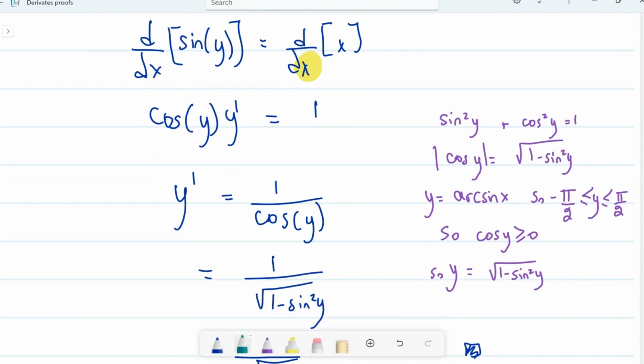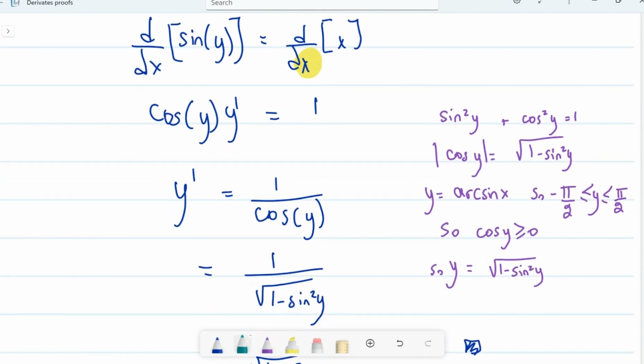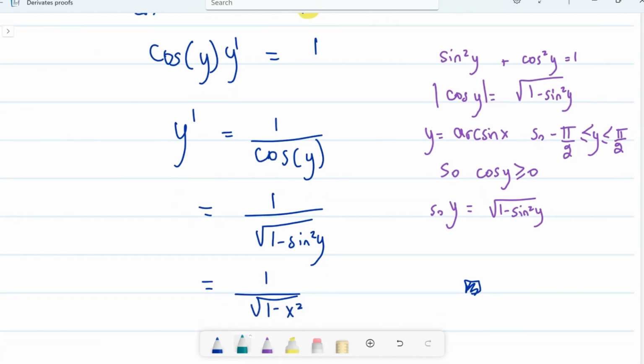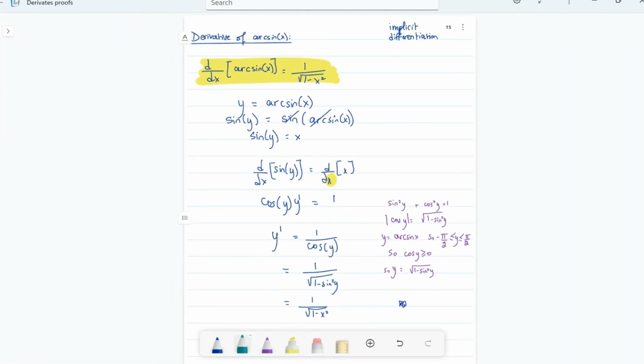So the reason I did this is that now we can rewrite the square root of 1 minus sine squared of y. Instead of sine squared of y, we can now write x squared. So this is 1 divided by the square root of 1 minus x squared.